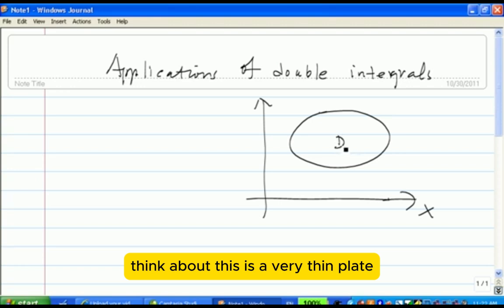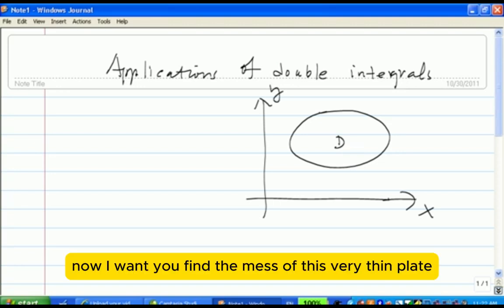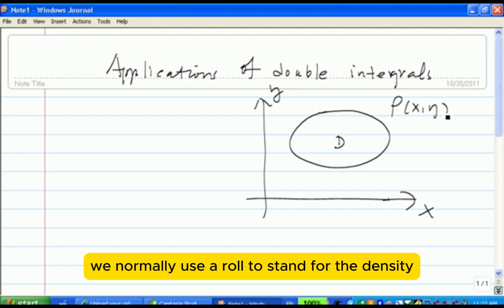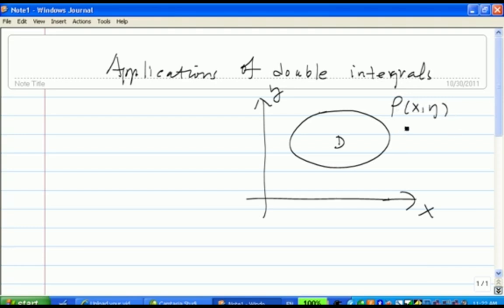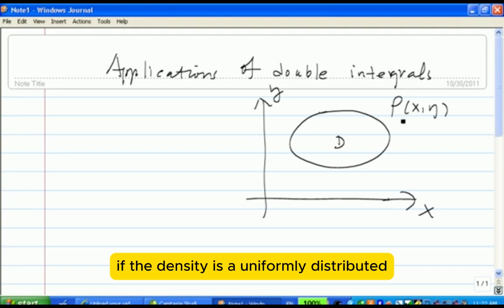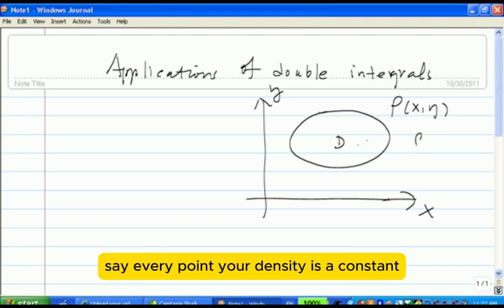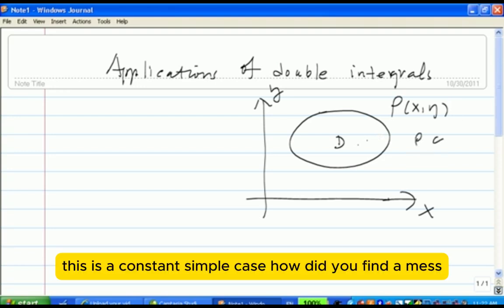Think about this as a very thin plate, so thin we just ignore the thickness. Now, I want you to find the mass of this very thin plate. If the density, we normally use rho to stand for the density, is uniformly distributed, in other words, density independent, at every point the density is a constant.